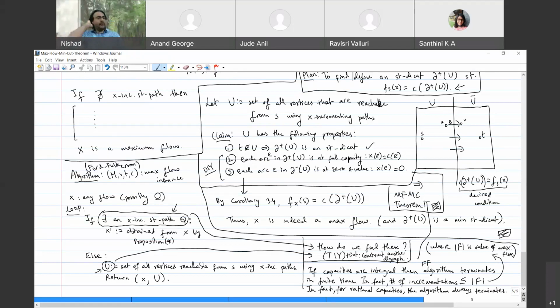Okay, try it on the example you have and see if you can define this digraph yourself, and then on this digraph you just have to check whether there's a directed path from S to T, which you can do using simple breadth first search. Okay, so that's all for today.